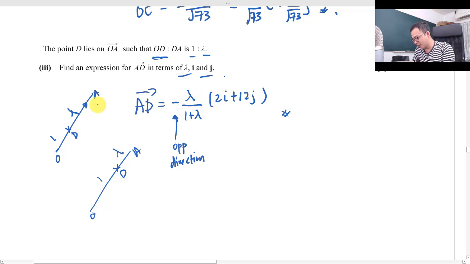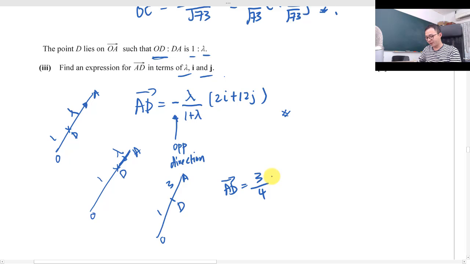And then the next thing I will do is, for AD, this part actually takes lambda, right? Lambda out of total. So if lambda is 2, then it will be 2 over 3. We do not know the value of lambda, so I just say lambda over the total. Total is 1 plus lambda. If lambda confuses you, you can just assume a value. Let's say the lambda over here is 3. Then we will write AD as 3 over 4 of AO.